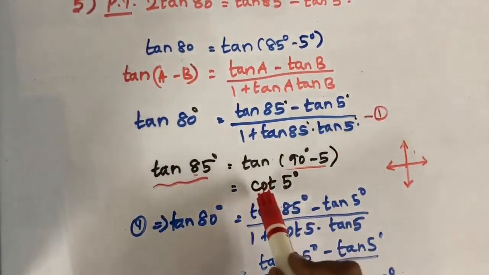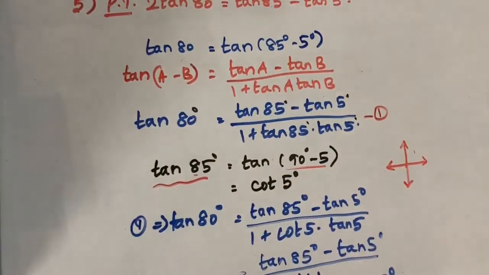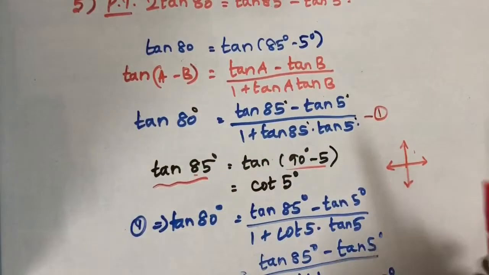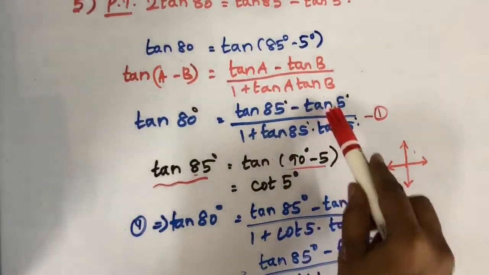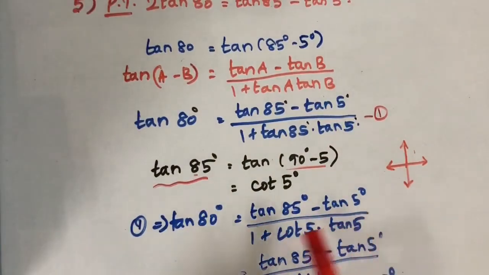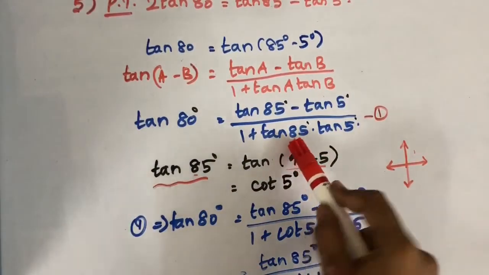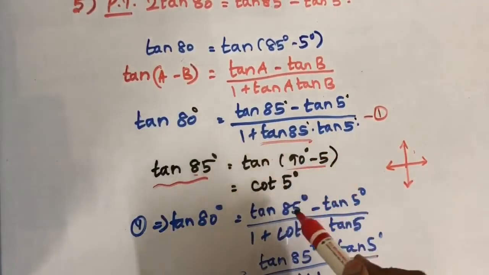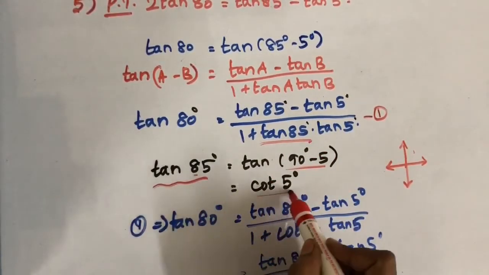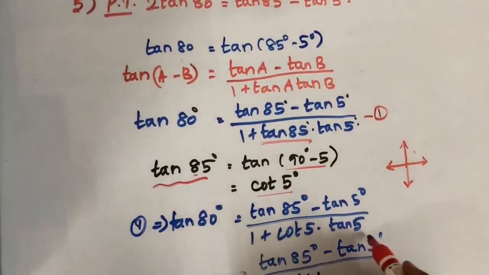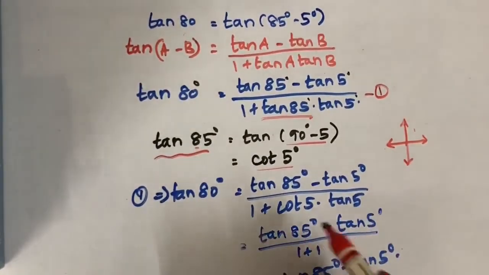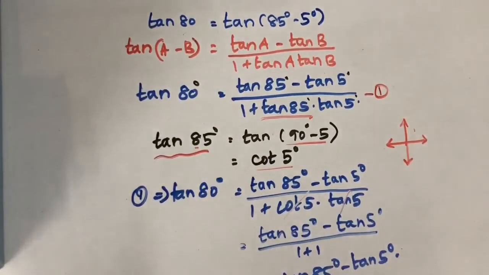Now I am going to substitute this in the given equation 1. So equation 1 implies tan 80 is equal to, I am not disturbing the numerator, I am writing it as it is, tan 85 minus tan 5 divided by 1 plus tan 85 as cot 5. In the tan 85, for this alone I am substituting tan 85 is equal to cot 5. So cot 5 into tan 5. You know cot and tan are inverse functions. So both of them will get cancelled.